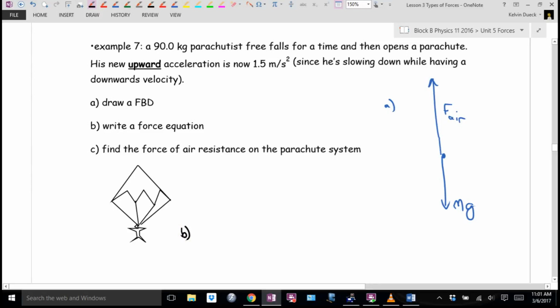What's my equation? Who's winning? Air. Minus. Who's losing? Equals. There you go. I'll say this again for the umpteenth time.